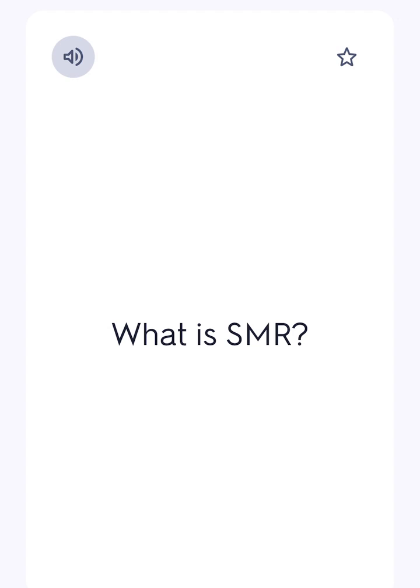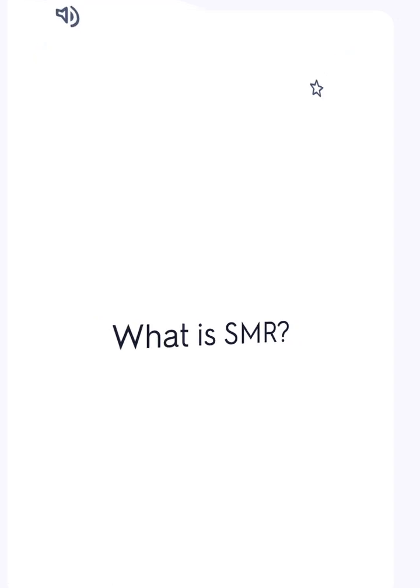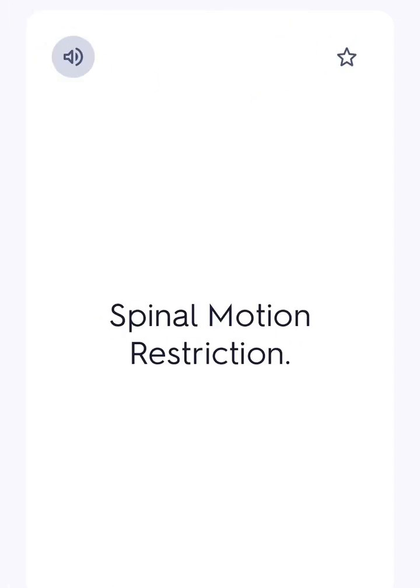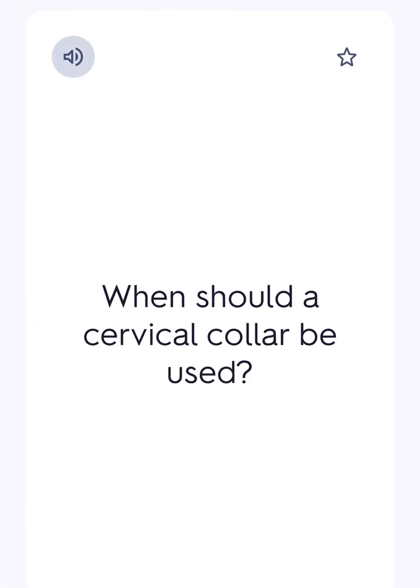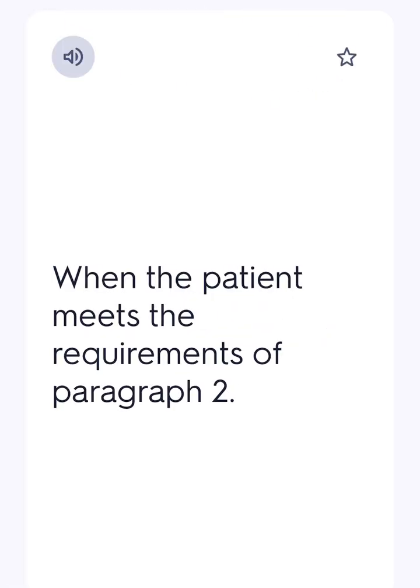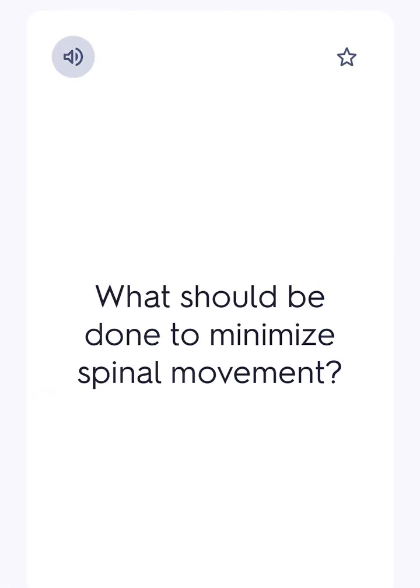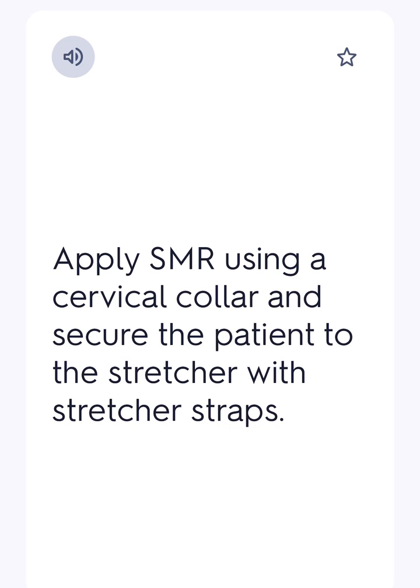What is SMR? Spinal motion restriction. When should a cervical collar be used? When the patient meets the requirements of paragraph 2. What should be done to minimize spinal movement? Apply SMR using a cervical collar and secure the patient to the stretcher with stretcher straps.